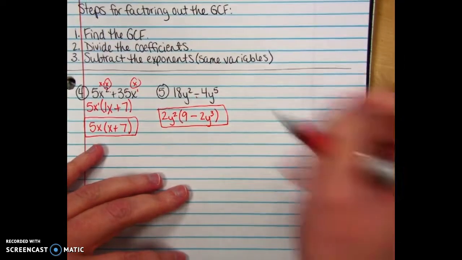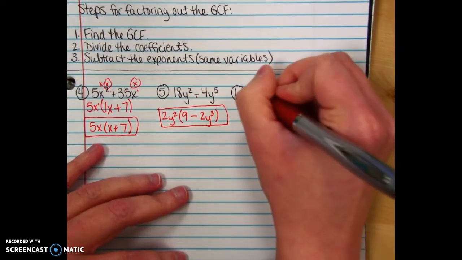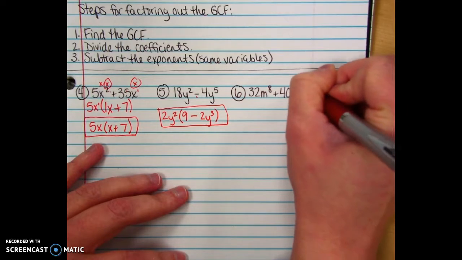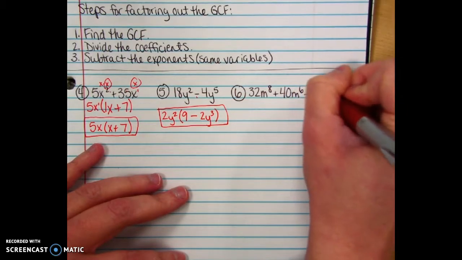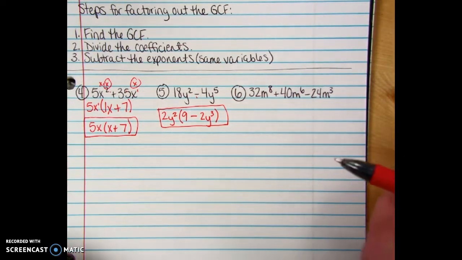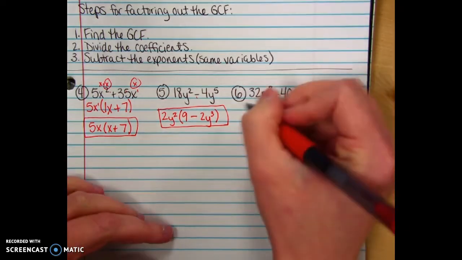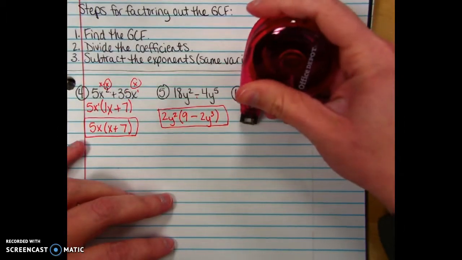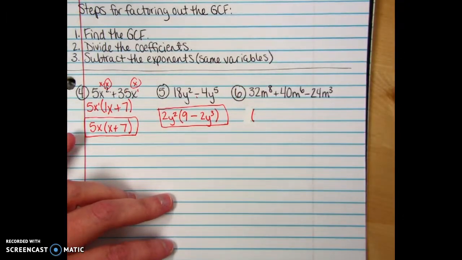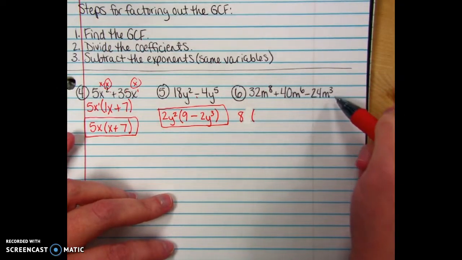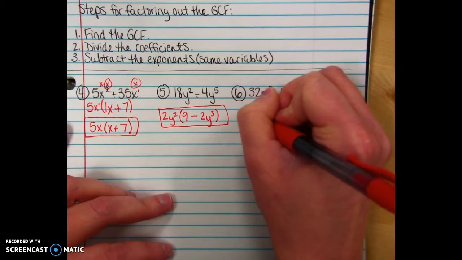Okay, number 6. 32m to the 8th plus 40m to the 6th minus 24m cubed. So the GCF of 32, 40, and 24, hopefully you pause it and think about it a little bit, but it is 8. Okay, so it's 8, and then look at the m's. I have 8, 6, and 3. Take the smallest one, so m cubed.